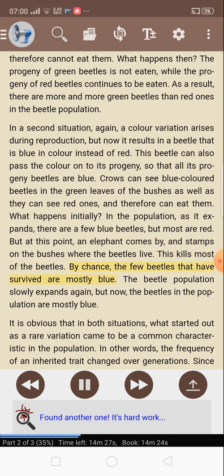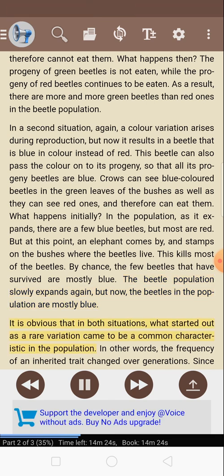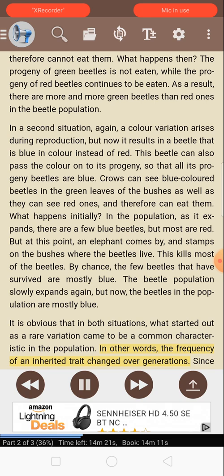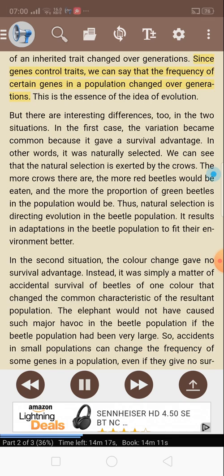By chance, the few beetles that have survived are mostly blue. The beetle population slowly expands again, but now the beetles in the population are mostly blue. It is obvious that in both situations, what started out as a rare variation came to be a common characteristic in the population. In other words, the frequency of an inherited trait changed over generations. Since genes control traits, we can say that the frequency of certain genes in a population changed over generations. This is the essence of the idea of evolution.